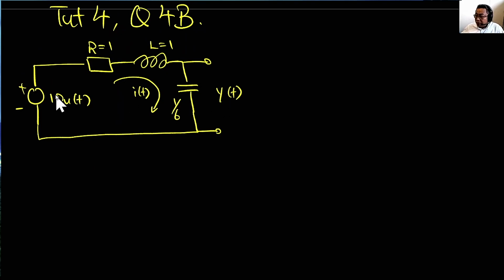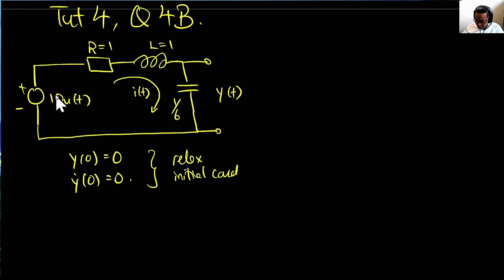Now we are told that y0 equals 0, y prime 0 equals 0. The system is relaxed. So this is the relaxed initial condition. And now we are asked to find yt.